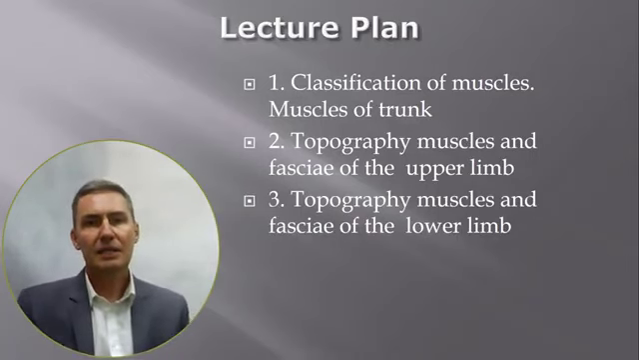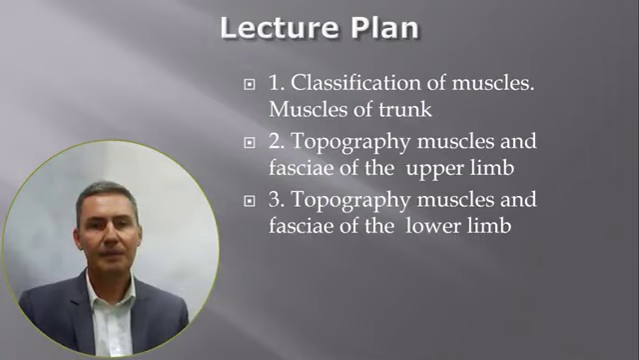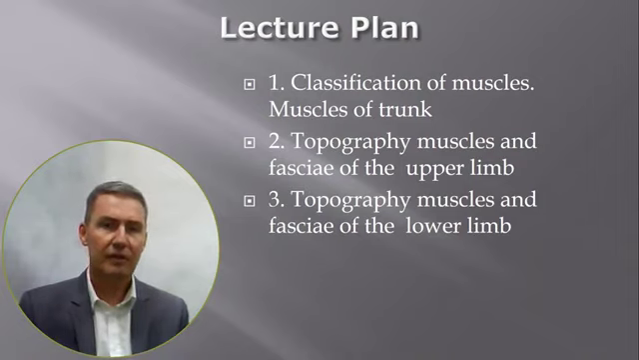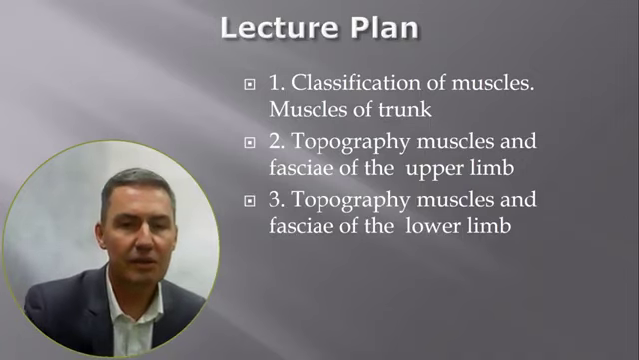During today's lecture, we will be talking about three main parts. The first part will be about the classification of muscles and also the muscles and topography of the trunk. Then we'll talk about the muscles and fasciae of the upper limb, and the topography, muscles and fasciae of the lower limb.